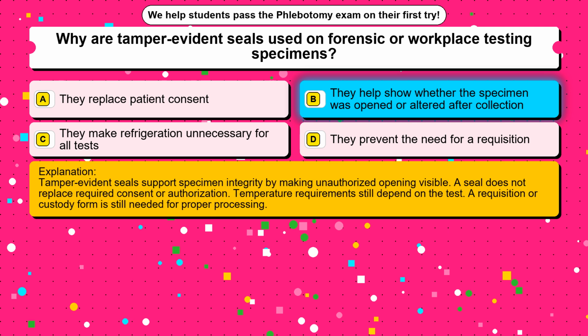Tamper-evident seals support specimen integrity by making unauthorized opening visible. A seal does not replace required consent or authorization. Temperature requirements still depend on the test. A requisition or custody form is still needed for proper processing.